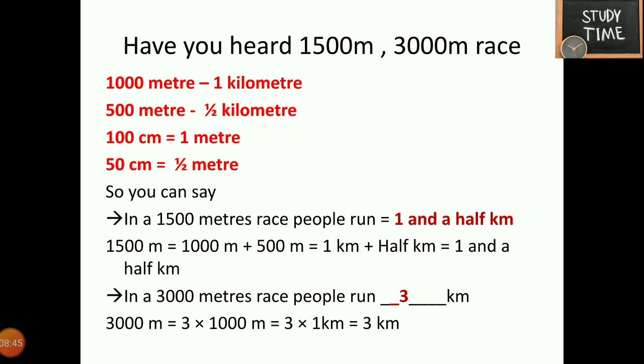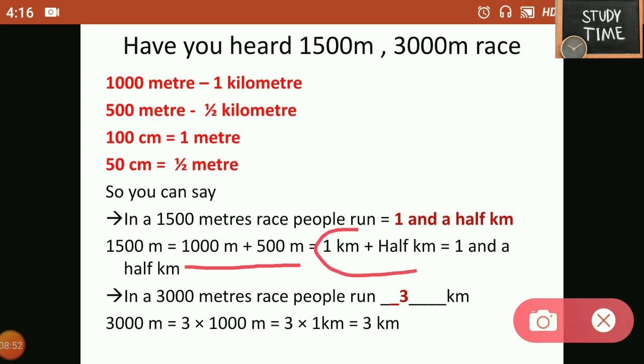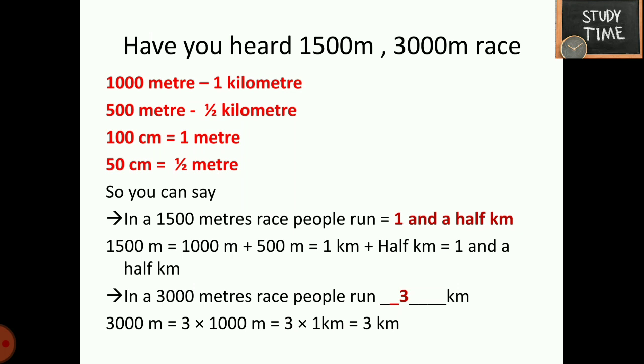See, I have given 1500 can be split as 1000 plus 500, that is 1.5 kilometer. If it is 3000 meters, 3 into 1000, that is 3 kilometers. You have to know the conversions. Meter to centimeter, meter to kilometer, kilometer to meter, all conversions you should know.